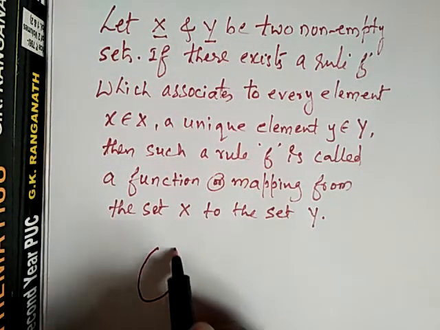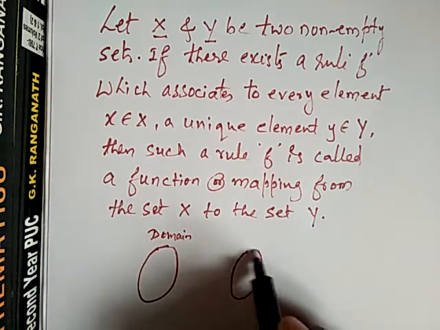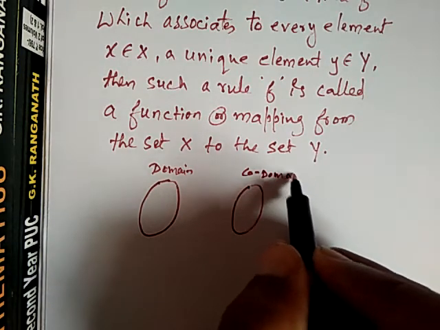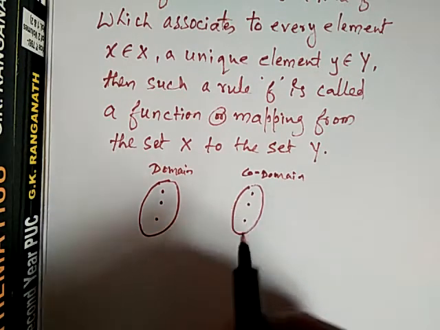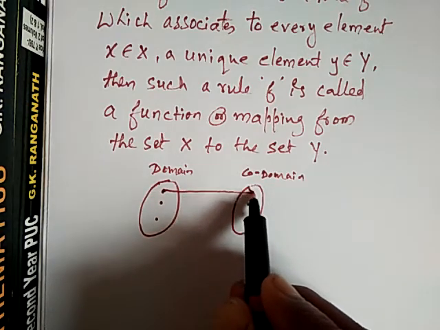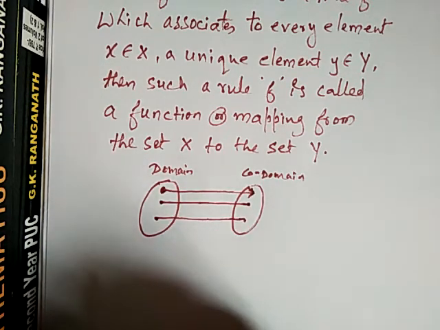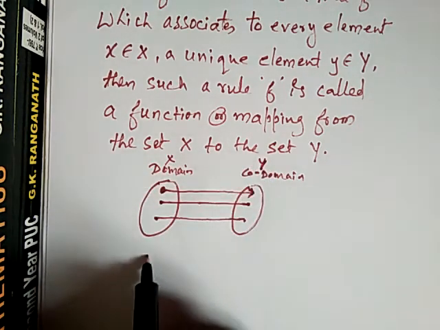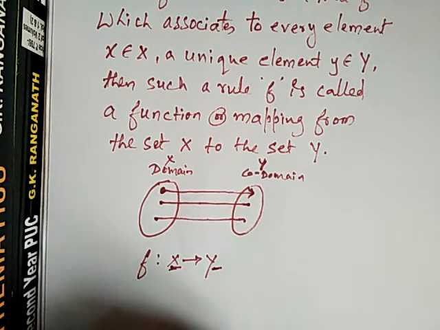Think of this as the domain, it is nothing but X, and this is the codomain, which we call Y. Think that there are some elements like this, and this element is associated with this element. Similarly this one, and this one also. So this is X, this is Y, and it is denoted by f from X to Y. It is the domain and it is the codomain.